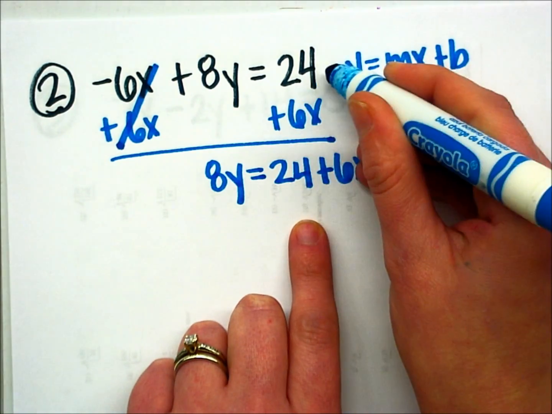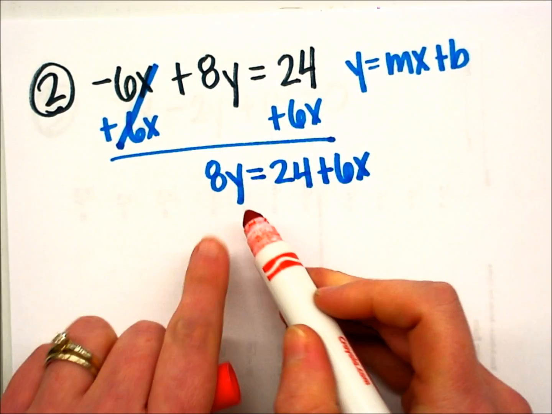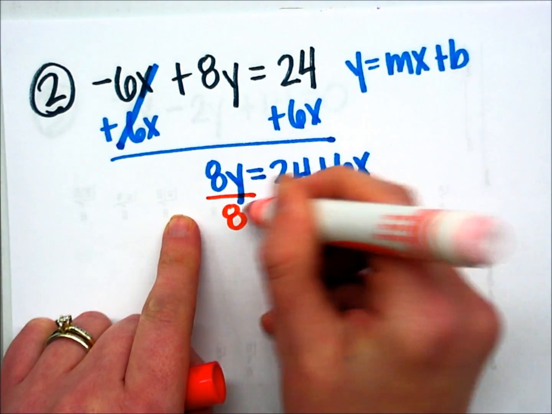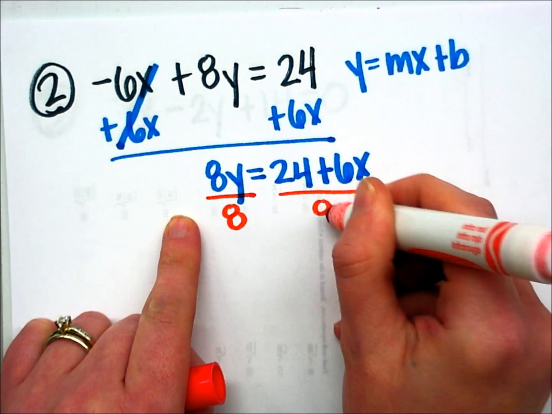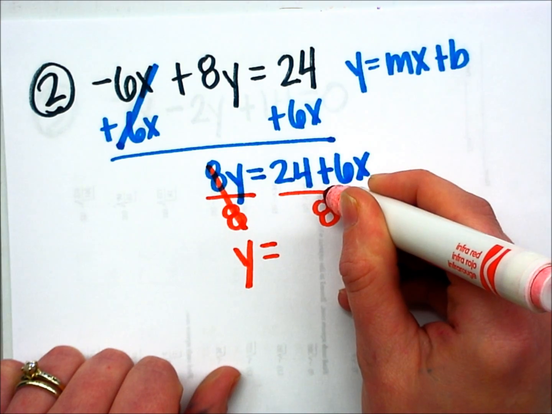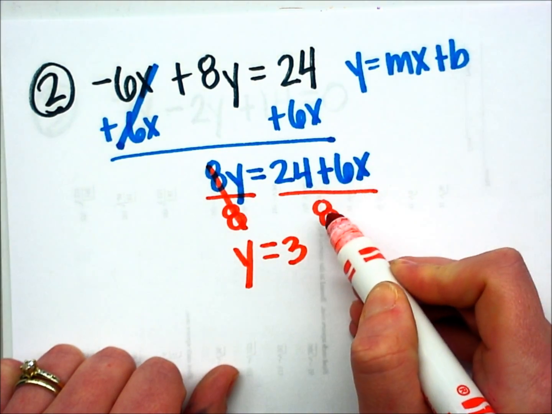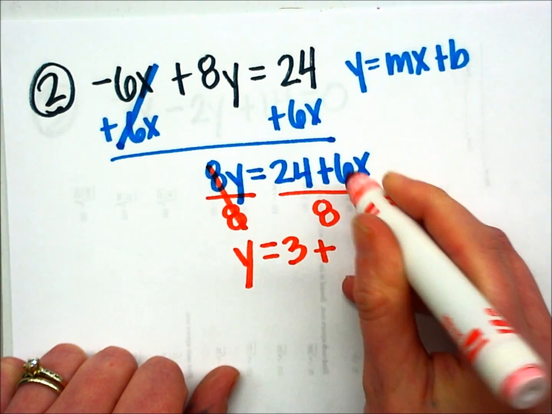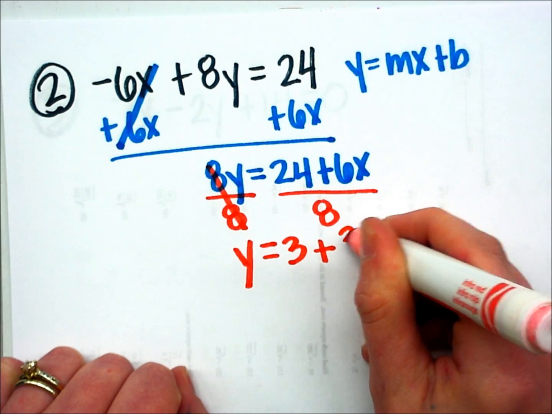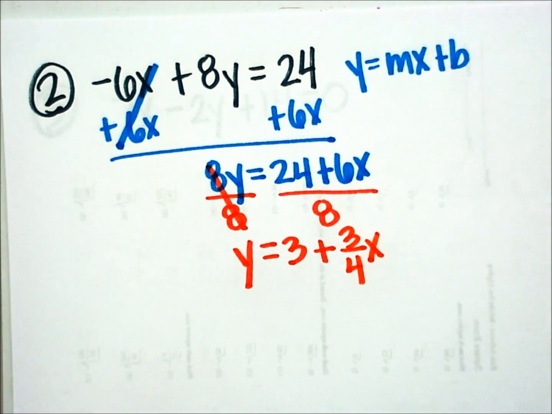Notice those are not like terms and cannot be combined. Y is still not alone here. 8y means 8 times y. So I need to divide by 8 on both sides to get y alone. 24 divided by 8 is 3, and positive 6 divided by 8 is the same as 6/8, which simplifies to the fraction 3/4. So that's 3/4 x.